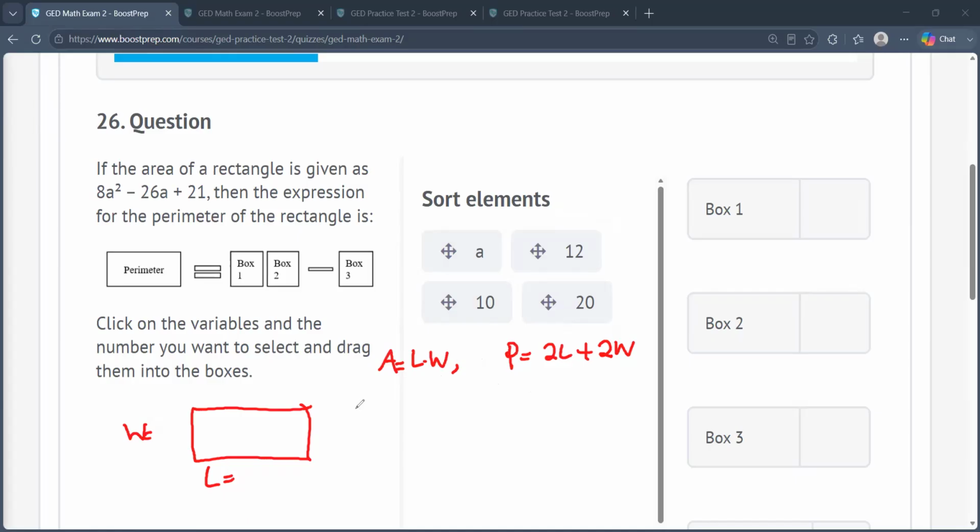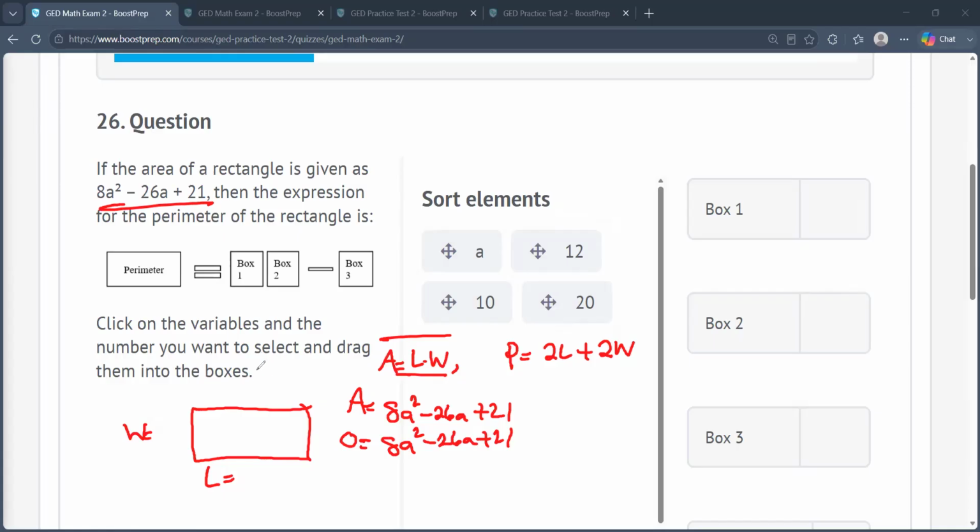Okay. So the good news is I'm going to use this formula, A equals L times W, and then I'm going to replace it with 8a squared minus 26a plus 21. That was given. The length times width was this. Then we're going to have to factor this, or you could set area to 0, and we got to factor this. So what factoring method should I use to factor 8a squared minus 26a plus 21?